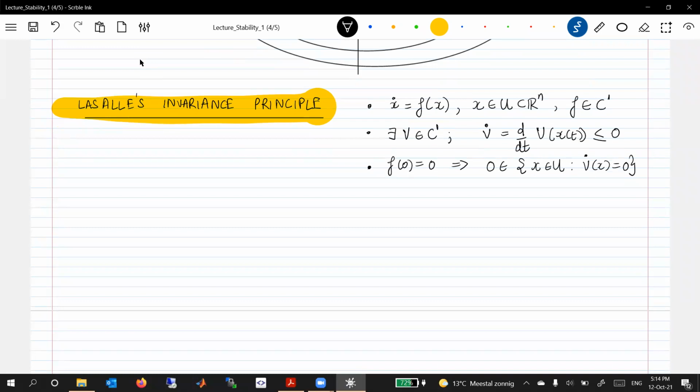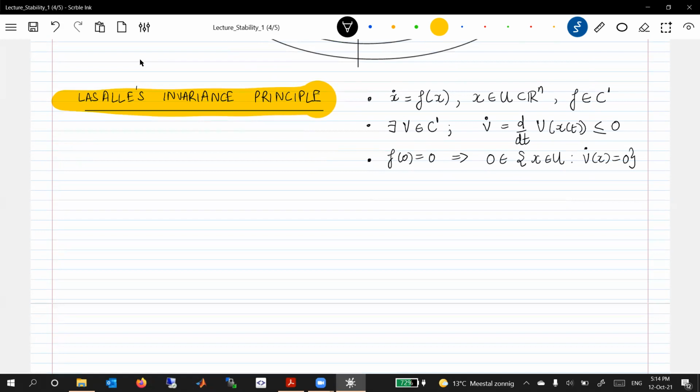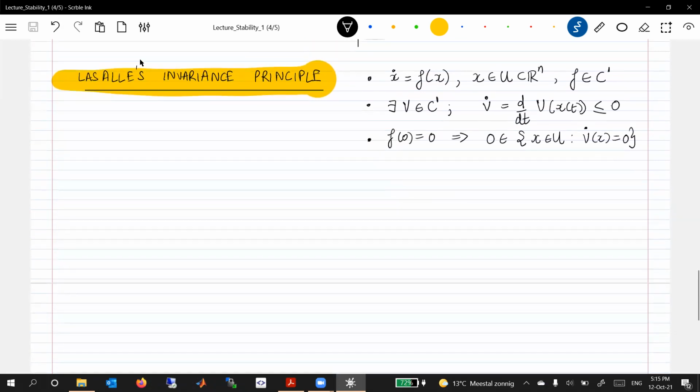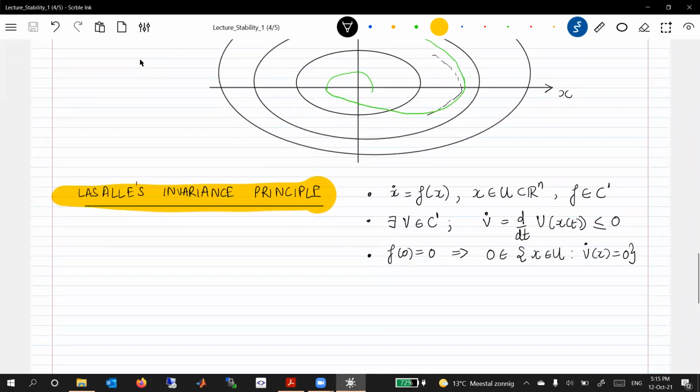So if these three conditions hold, what is it saying? That we have a scalar function V which is decaying, which is non-positive along the trajectories of the system. And if we have a fixed point in the system, normally it does not have to happen that V dot of X evaluated at the fixed point is 0. So the fixed point might not necessarily be in this set, but we require the fixed point to be in this set.